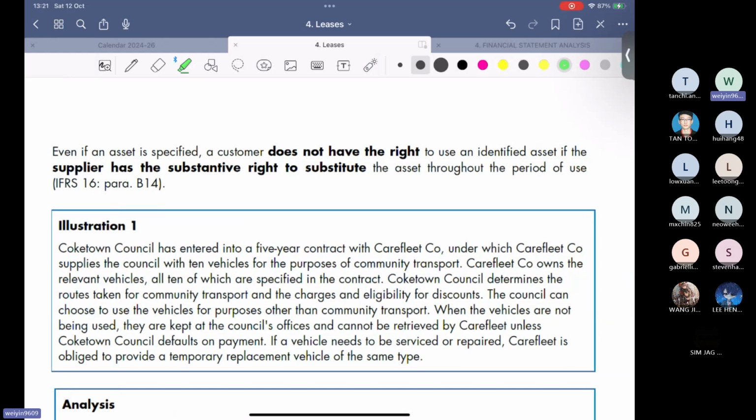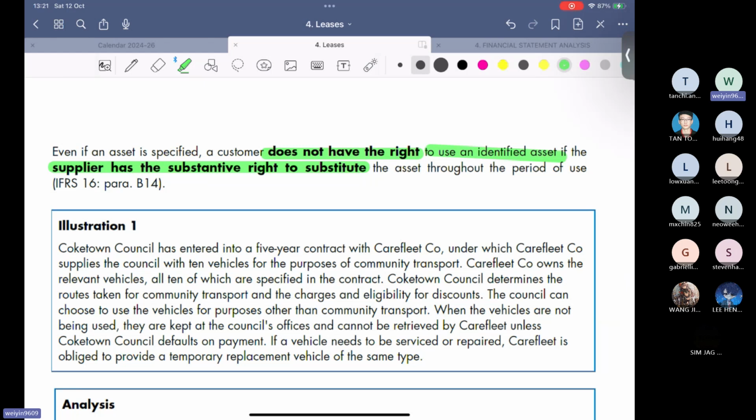So even if the item is specified, a customer does not have the right to use the asset if the supplier has the substantive right to substitute throughout the period of use. Okay, this is another situation.